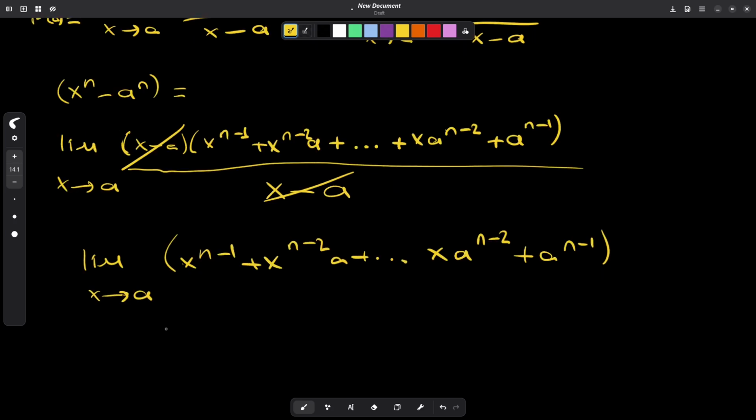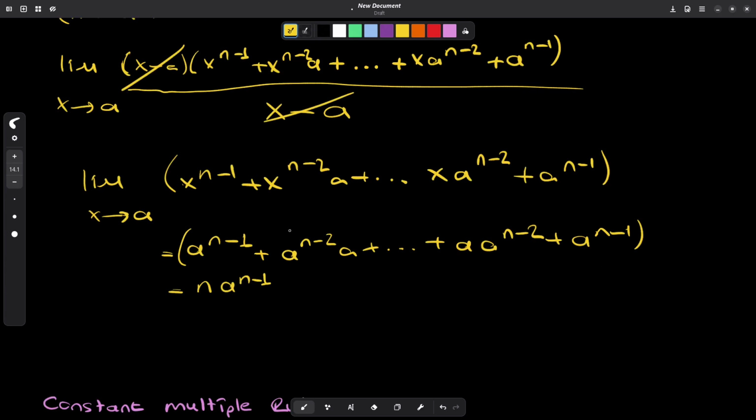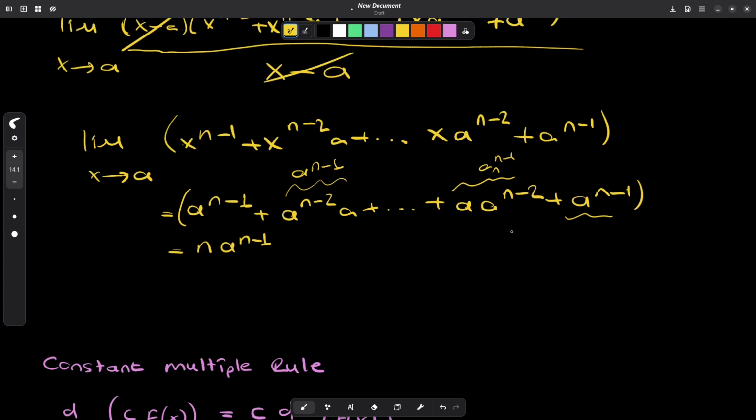Plug the a's in: a to the n minus 1 plus a to the n minus 2 times a plus and so on, plus a times a to the n minus 2 plus a to the n minus 1. And this will be equal to n times a to the n minus 1. Why? Because I get a to the n minus 1 from here, I get a to the n minus 1 from here, and a to the n minus 1 from here. How many are there? There are n of these, right? So n times a to the n minus 1.